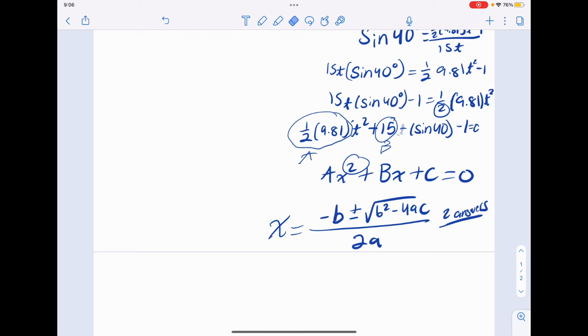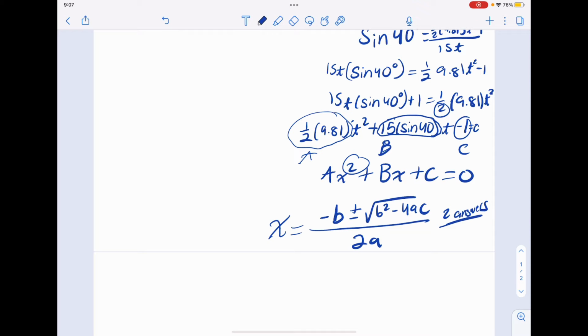Here, let's go ahead. Let's move this. Let's go ahead and do this. This is sine 40. We'll put this next to the 15 because multiplication is commutative. So the 15 sine 40 is B. And then negative 1 is C.